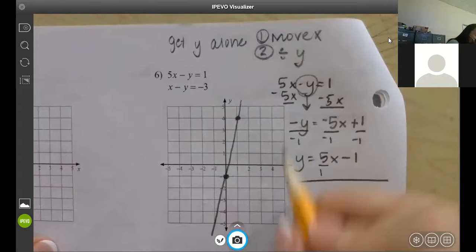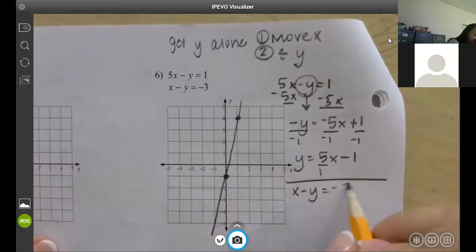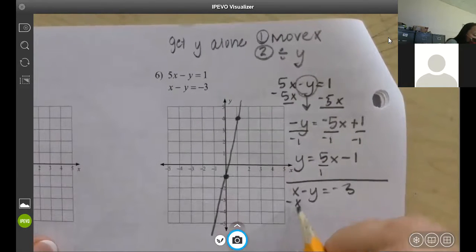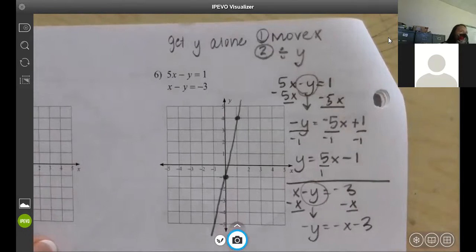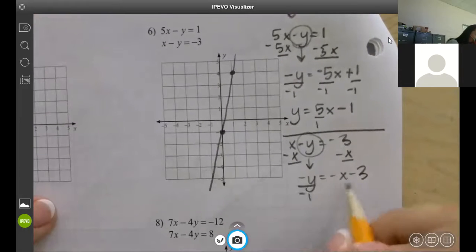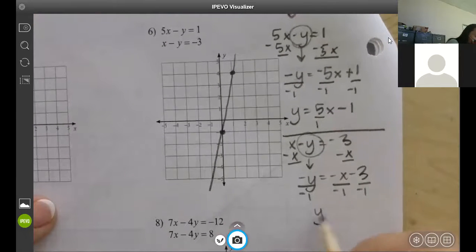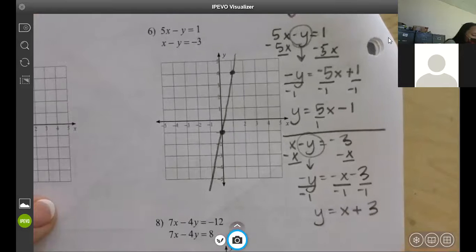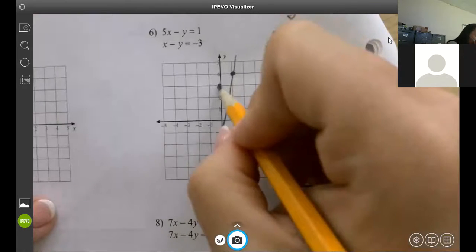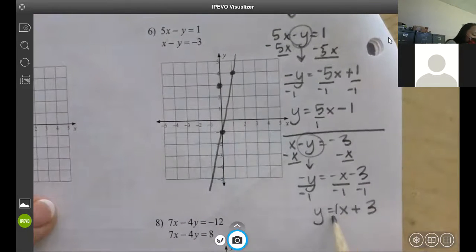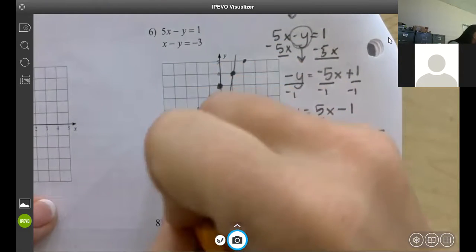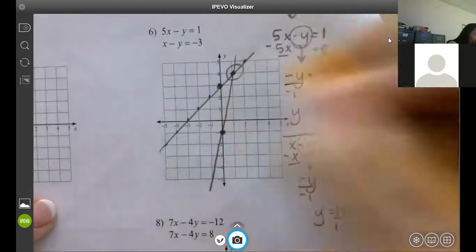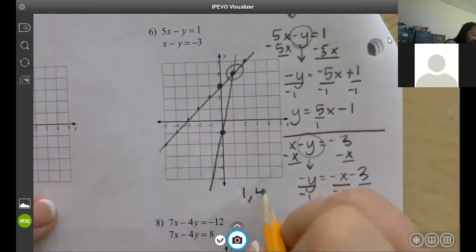The other equation is x minus y equals negative 3. We're going to move our x. And again, we've done this already before this year. And we get negative y equals negative x minus 3. And then we're going to divide by negative 1. And we get y equals x plus 3. So we're going to start at 3. And this is a 1 over 1 slope, so up 1 over 1. And you guys can see that they cross right here. And that coordinate is (1, 4).